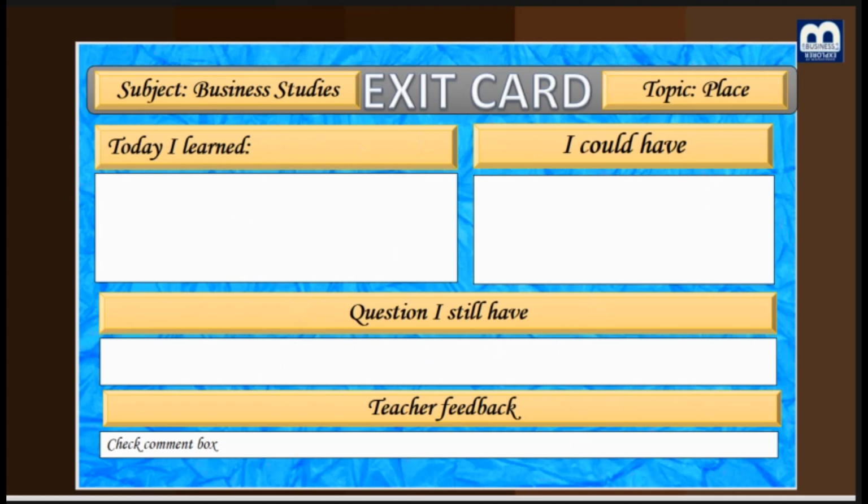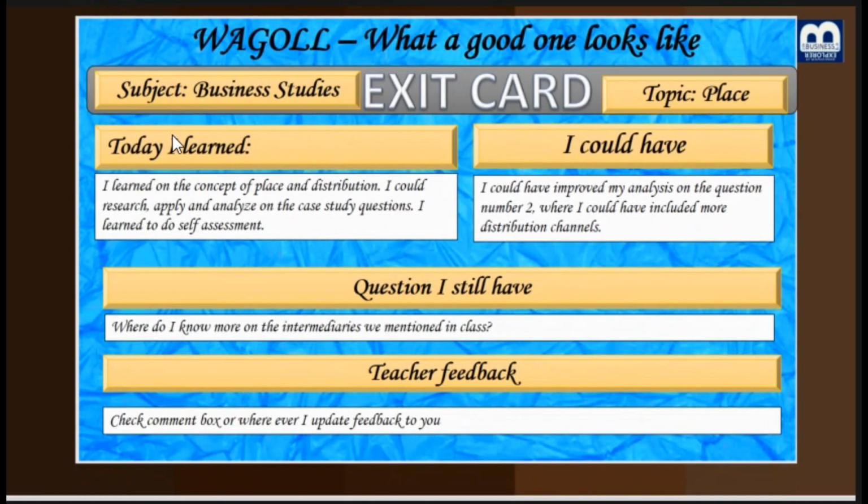I know that you of course will be having some doubt on how this exit card is done. So I'm going to show you an example. Here, this is a model answer on how you're going to fill in your exit card. So today I learned the concept of place and distribution. I could research, apply and analyze on the case study questions. I learned to do self-assessment. So these are a few examples of what you have learned. I could have improved my analysis on question number 2, where I could have included more distribution channels. Question I still have: what more do I need to know about the intermediaries we mentioned in class?